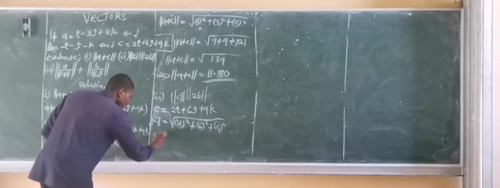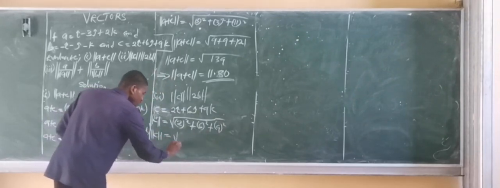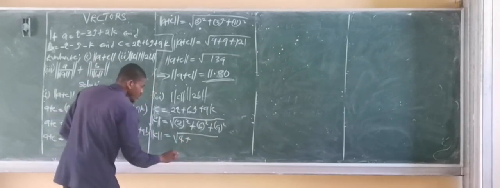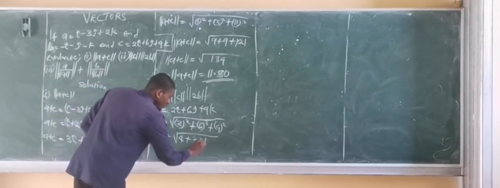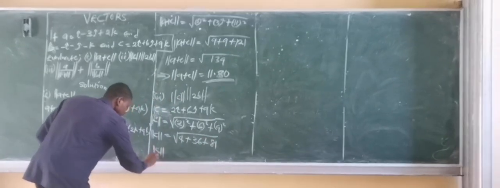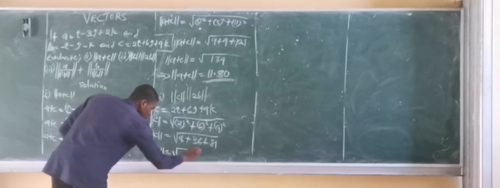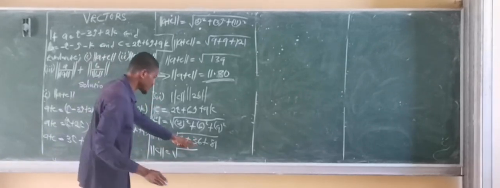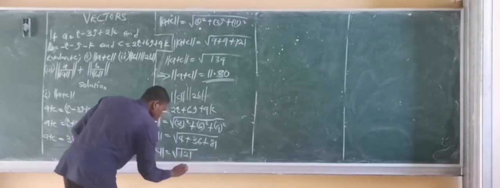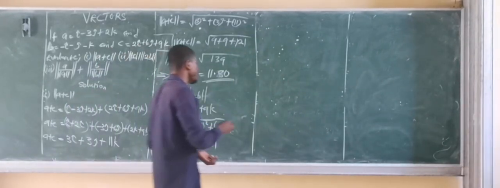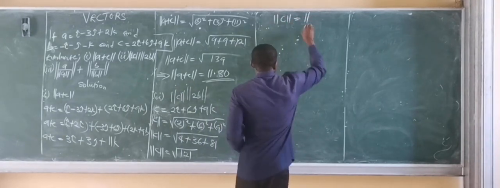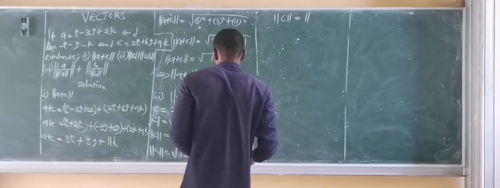The magnitude of vector C is now equal to the square of 2 is 4, plus the square of 6 is 36, plus the square of 9 is 81. So the magnitude of C is the square root of 4 plus 36 is 40, plus 81 is 121. So the magnitude of C is simply 11, because the square root of 121 is 11.